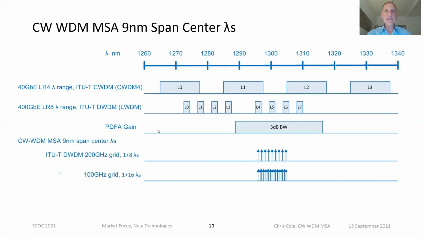The final span for possible wavelengths is 9 nanometers. There are 2 choices now on a 200 gigahertz grid. There are 8 wavelengths, and a 100 gigahertz grid gives us 16 wavelengths. So that's just a subset of the 18 nanometers. And again, we see very strong overlap with LR4 and PDFA gain profile.